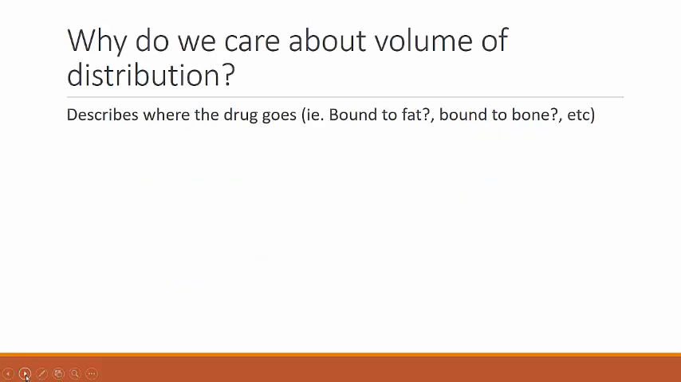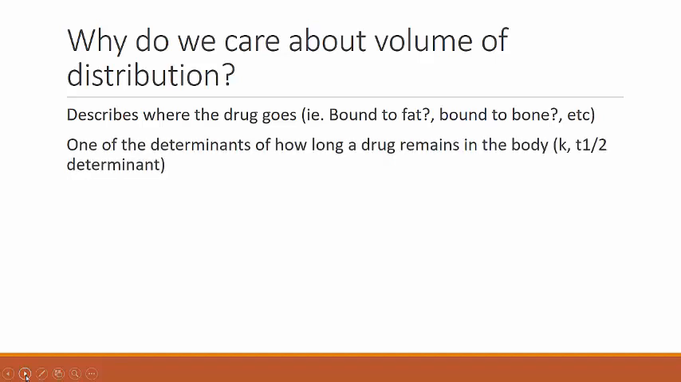So why do we care? Because first of all, volume of distribution describes where the drug goes, and maybe in some cases, more importantly, where it doesn't go. So is it bound to fat? Is it bound to bone? Is it going to be able to go where the drug needs to go to have its effect? If you are treating a person with epilepsy, is the drug able to pass through the blood-brain barrier in order to get to the site of action in the CNS?